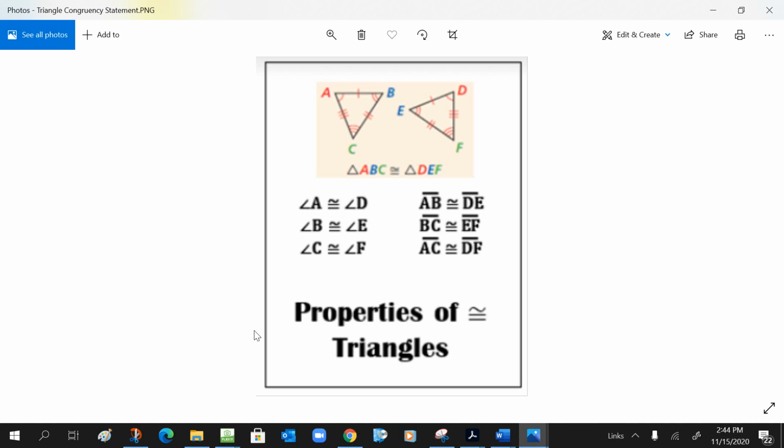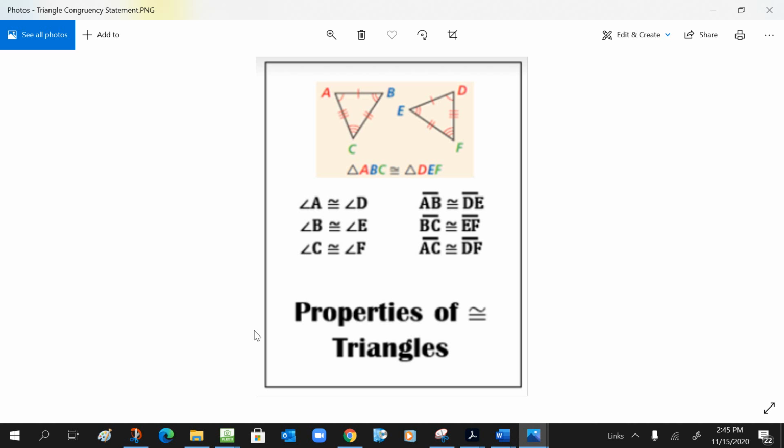Likewise, angle B has the exact same degrees of opening as angle E because they are the middle vertices in their triangle names, and angle C and angle F are the same size. The segment lengths between the vertices, the length of segment AB between angle A and angle B is the exact same as the length of DE, and again it's listed that way in the name.